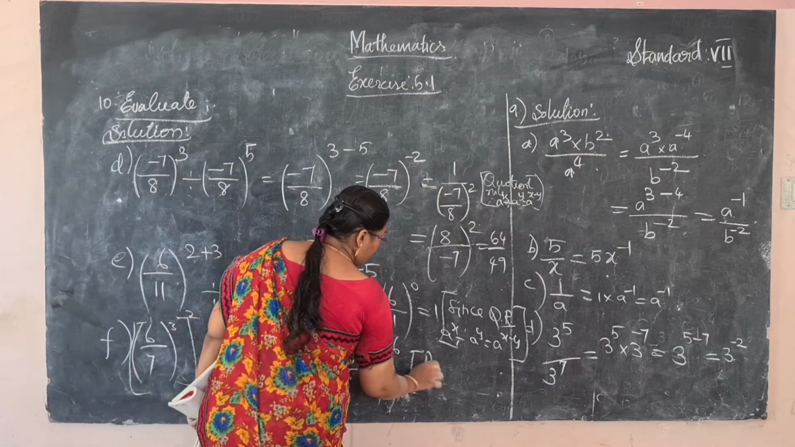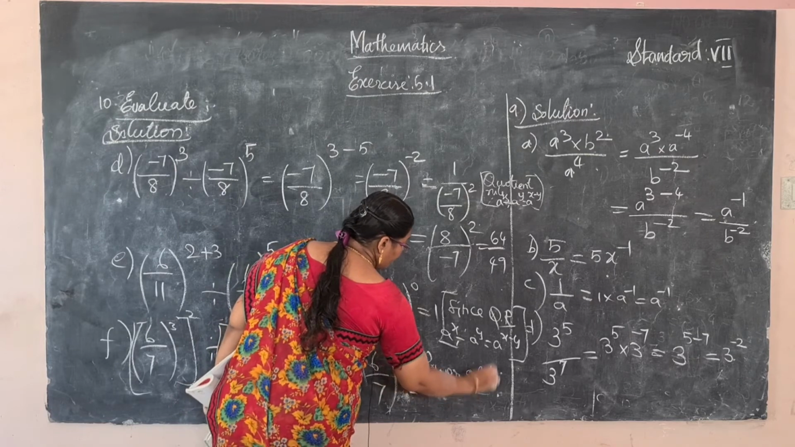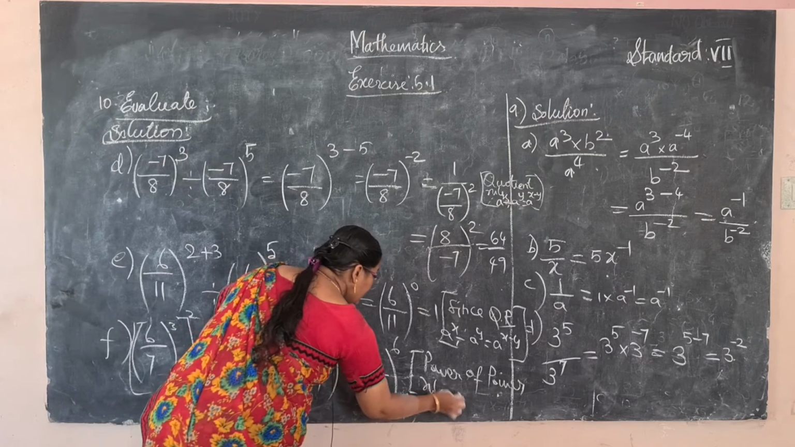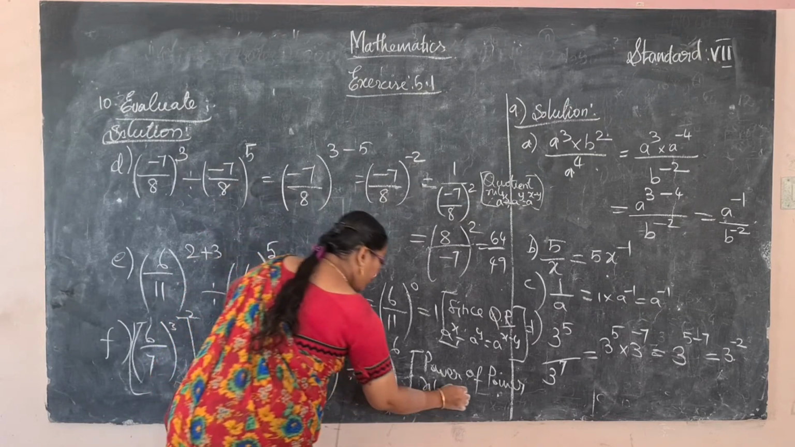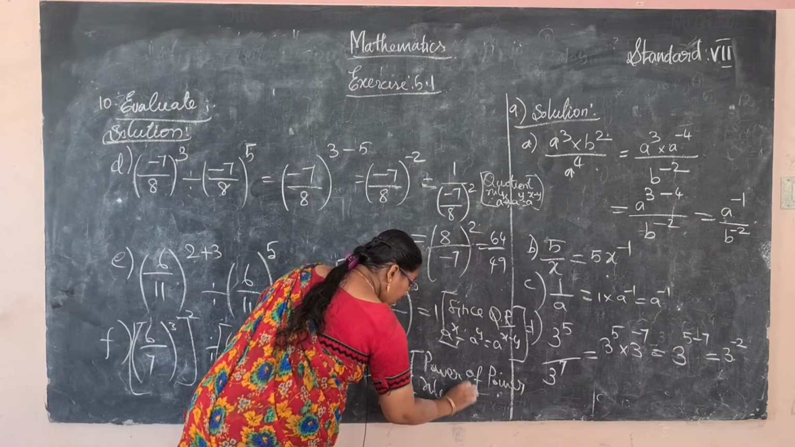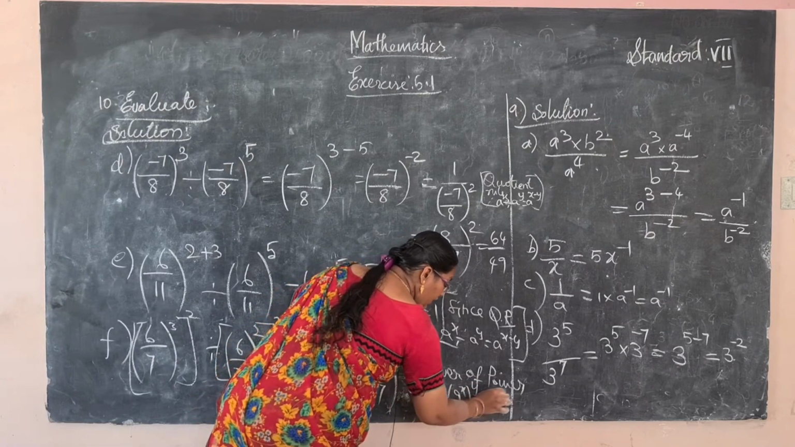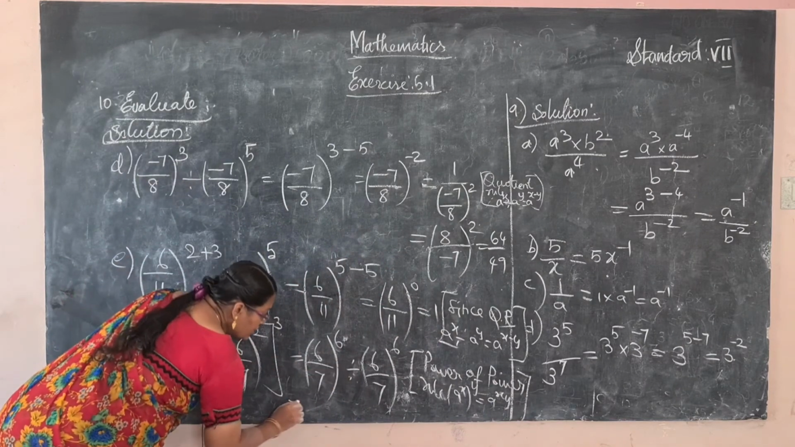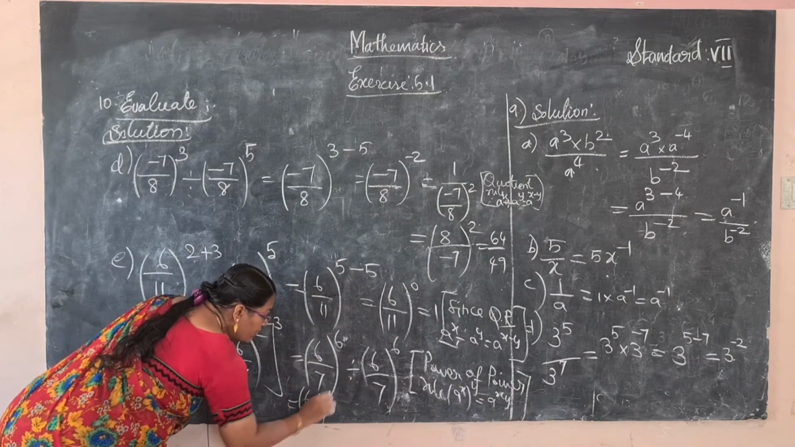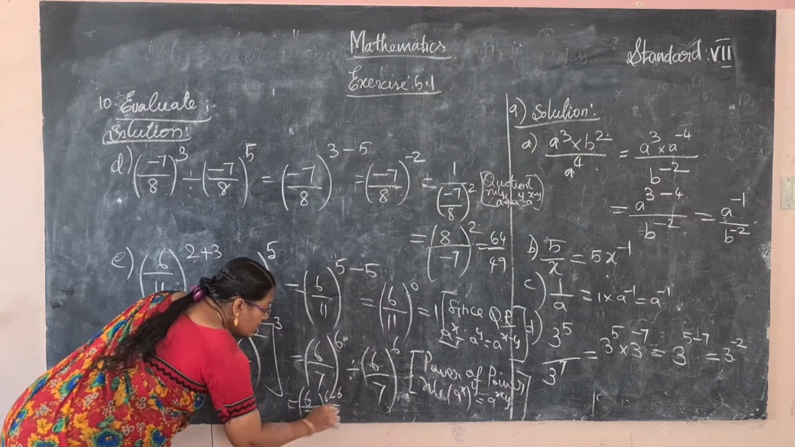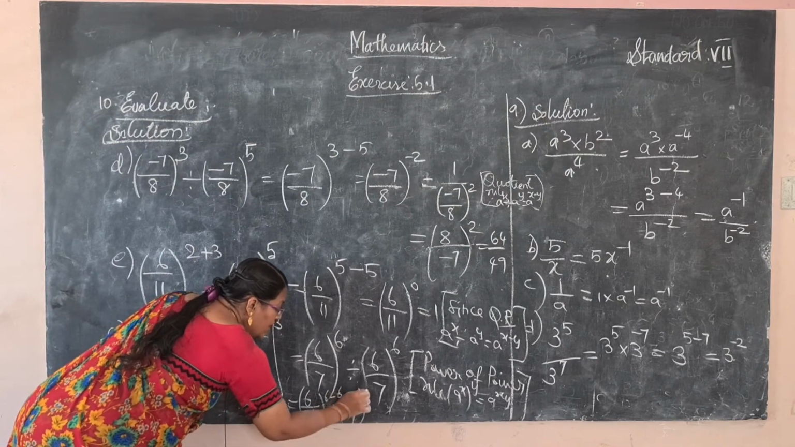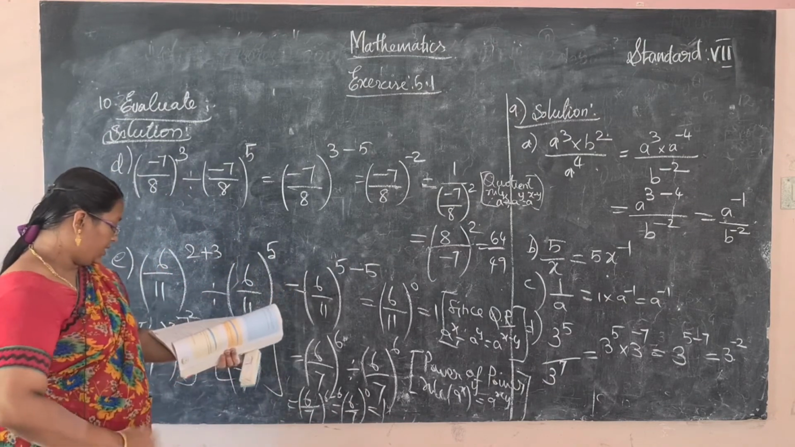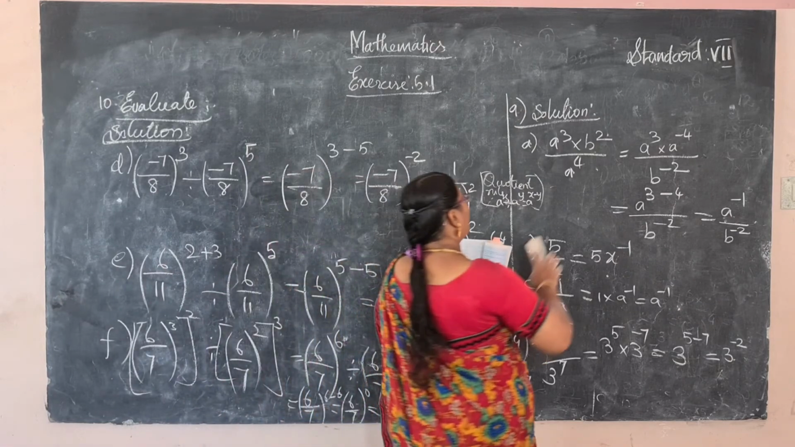Here write power of power rule. What is that? A power x the whole power y is equal to a power xy. Now simplify. The division is given, so 6 by 7 the whole power 6 minus 6 is equal to 6 by 7 the whole power 0. Anything power 0 is 1. That's it. Now move to the 11th problem.